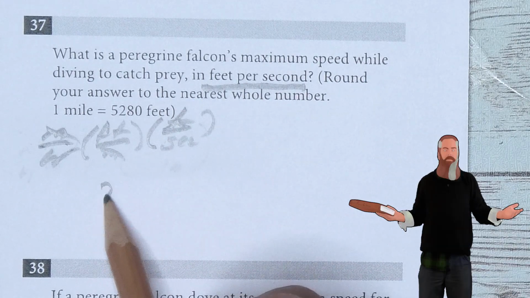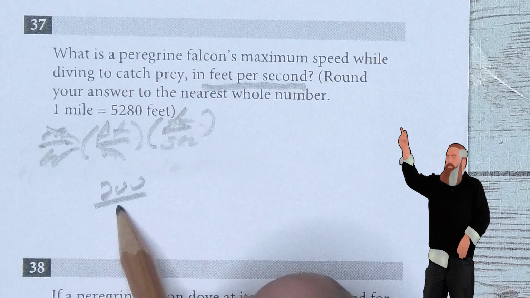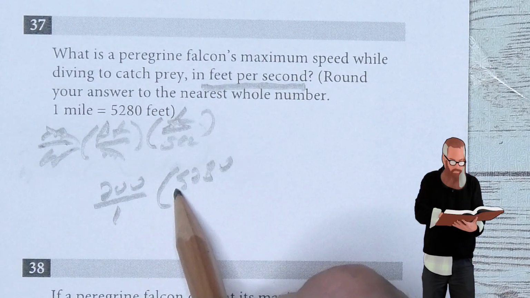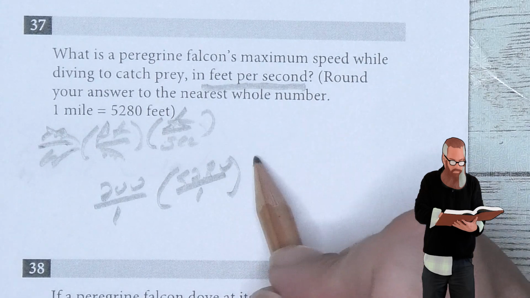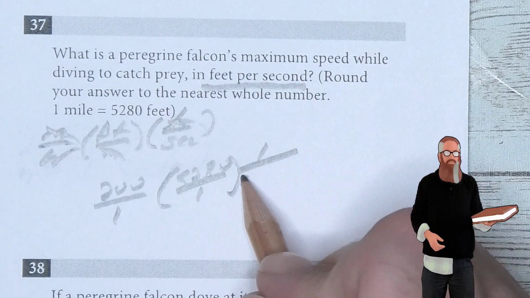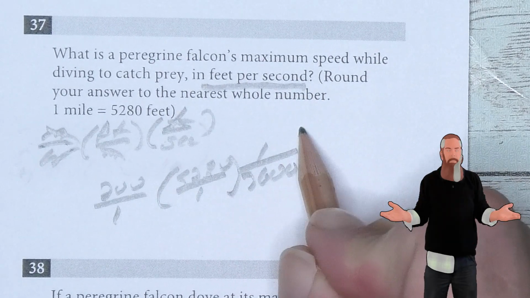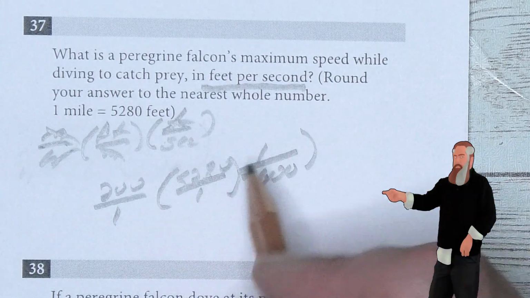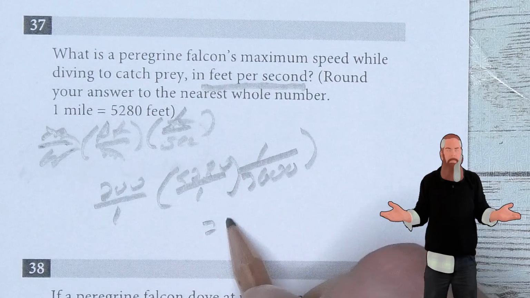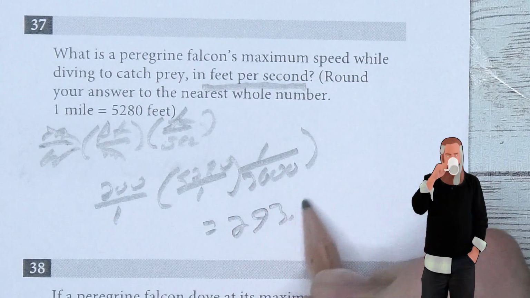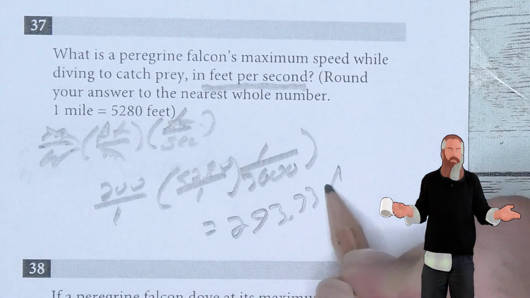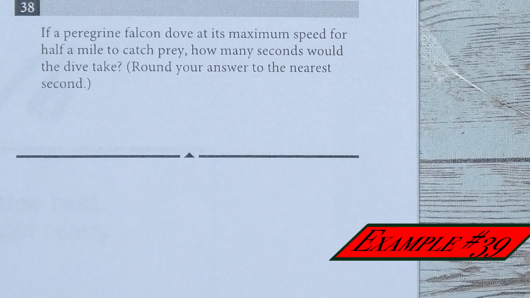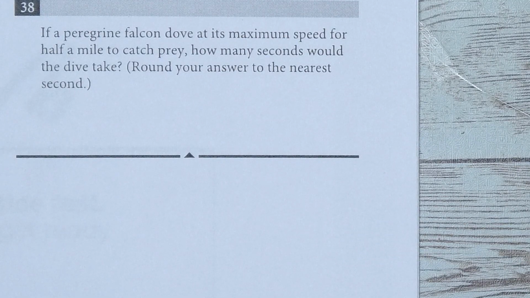Well, it had 200 miles per 1 hour. And we multiply that by 5280 over 1. And we multiply that by 1 over 3600 seconds. So the ones obviously don't really matter. Just by using our calculator, we wind up finding 293.33 feet per second.